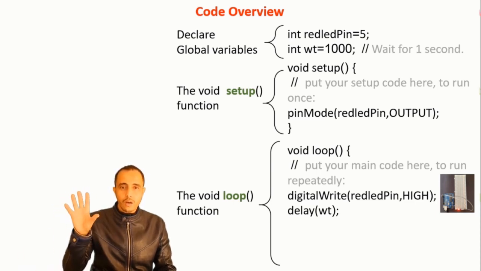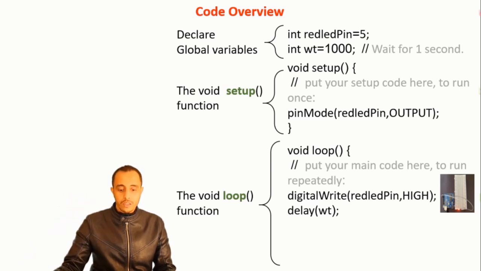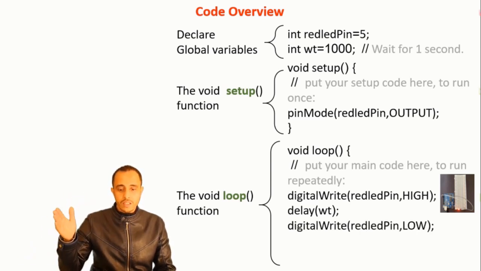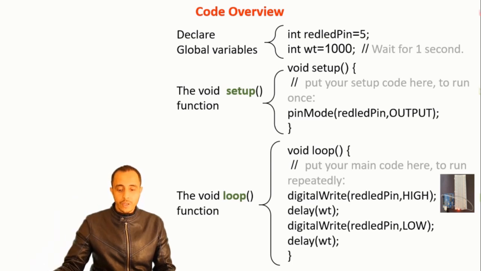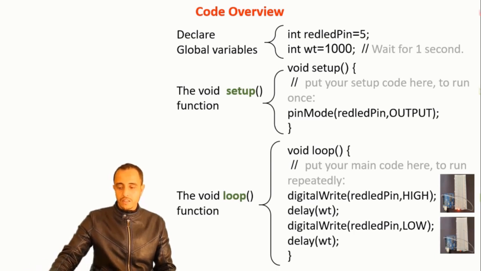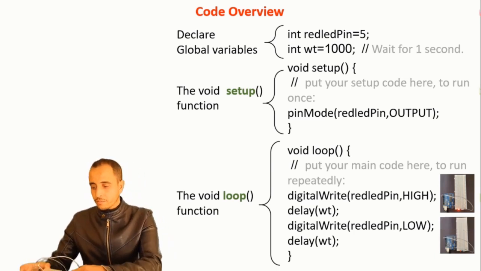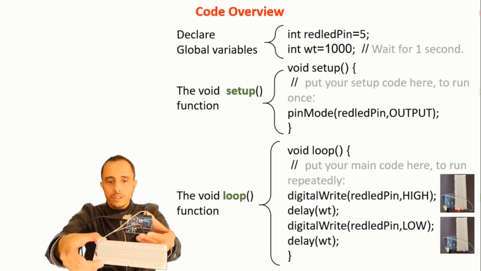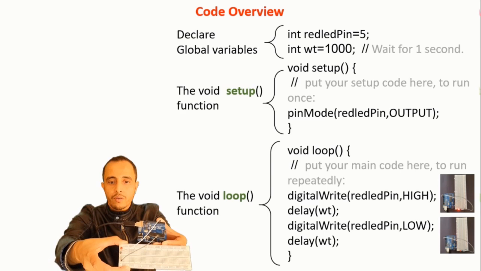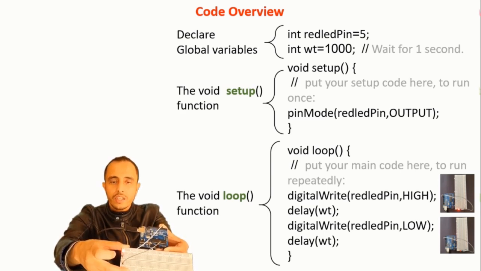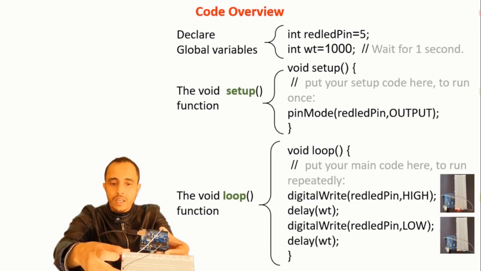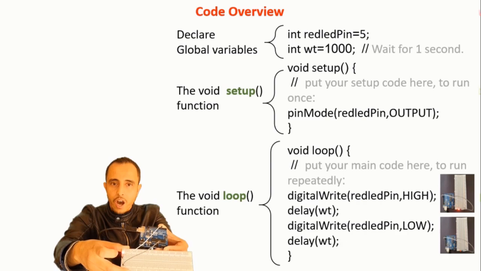After that, we want our LED to be turned off. That's why we are going to put digital write red LED, comma, low, and delay 1 second, and this is going to make our red LED off, as you can see. And now you can see our circuit here. This is our Arduino and our red LED, and this red LED is turned on and off. On for 1 second, off for 1 second, on, off, on, off.